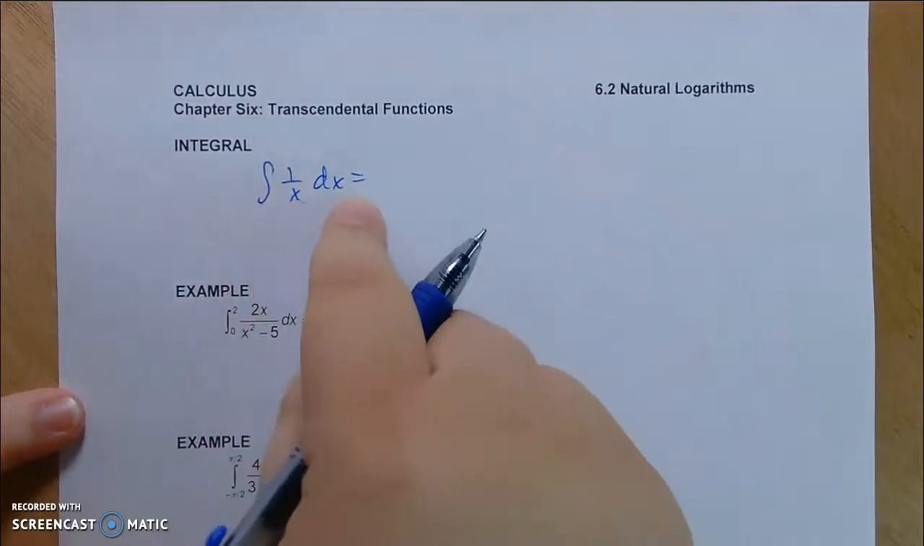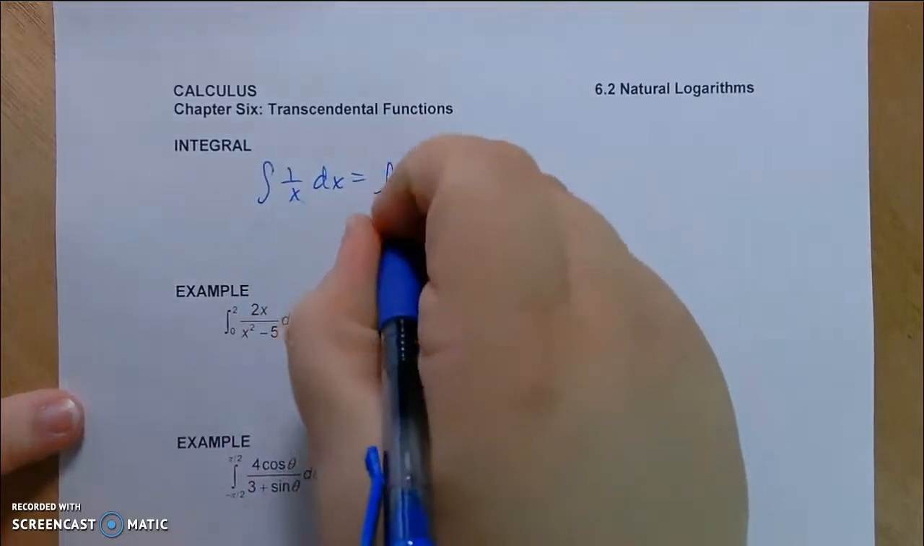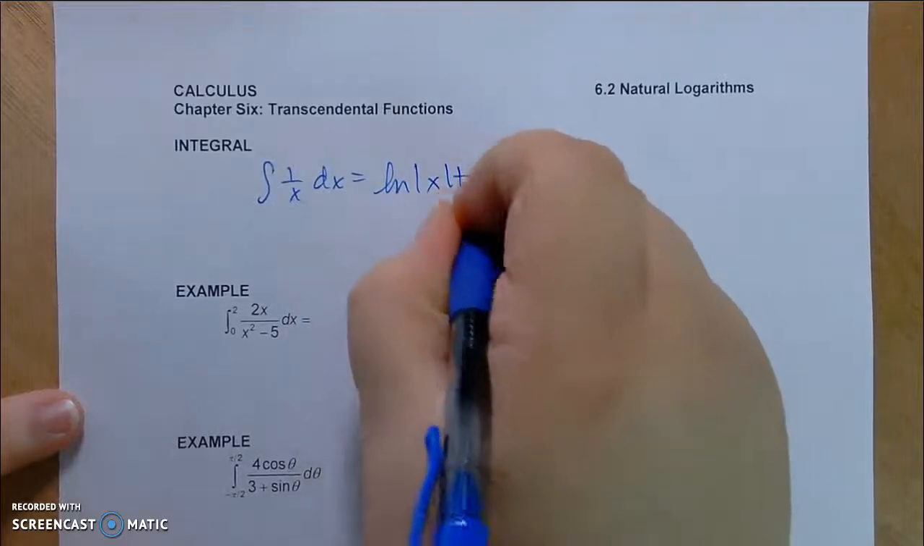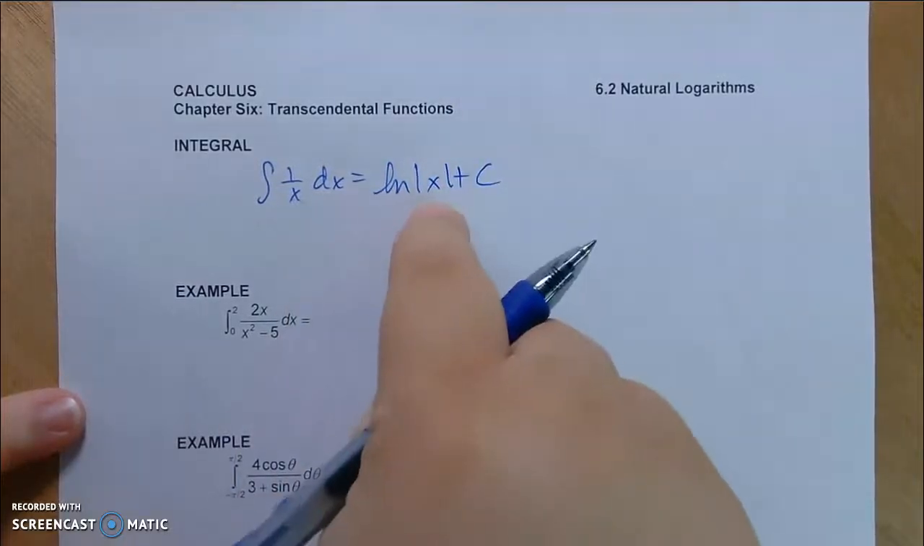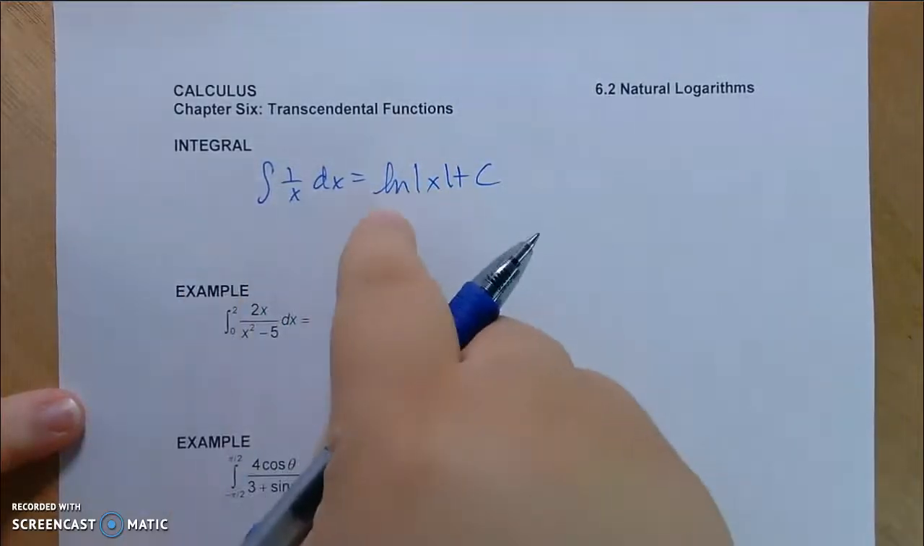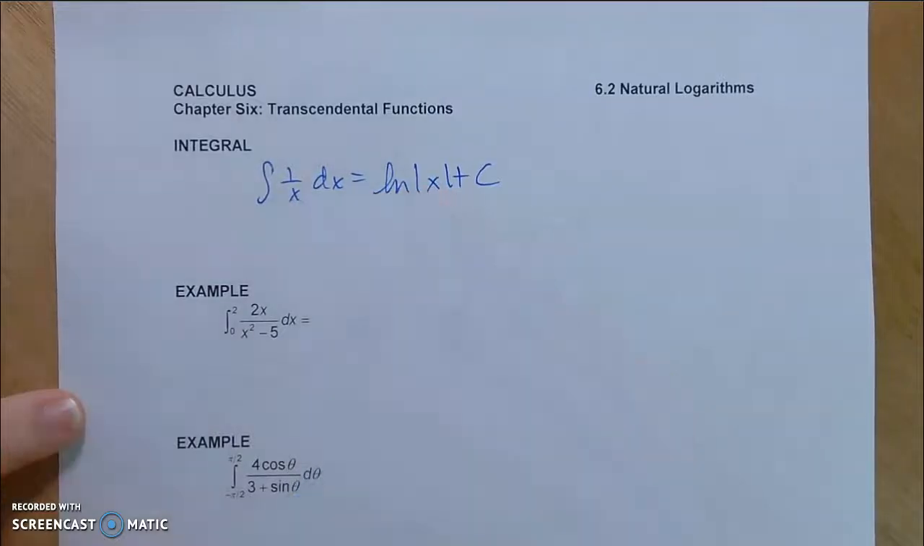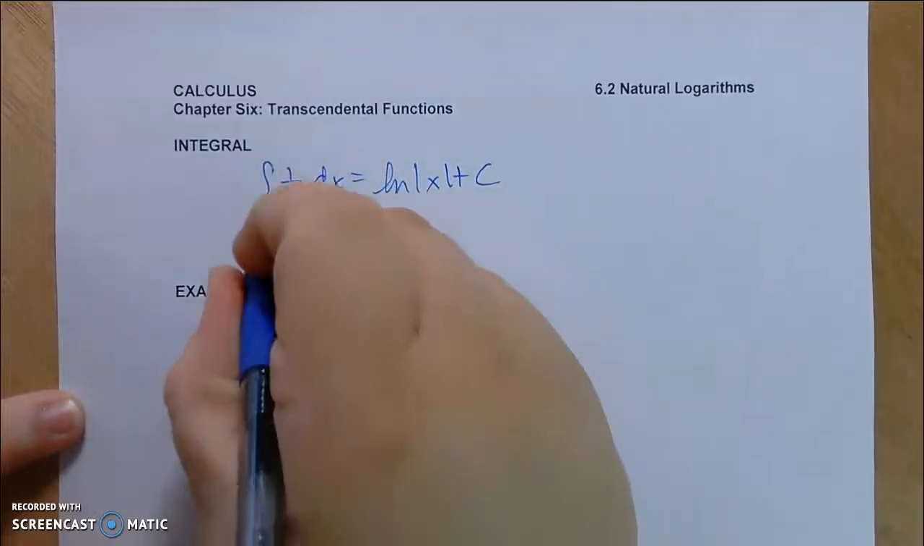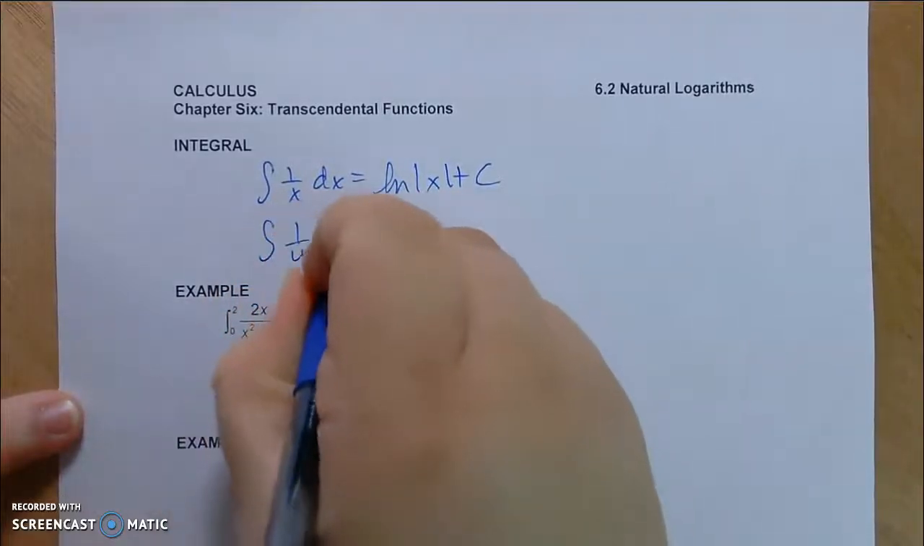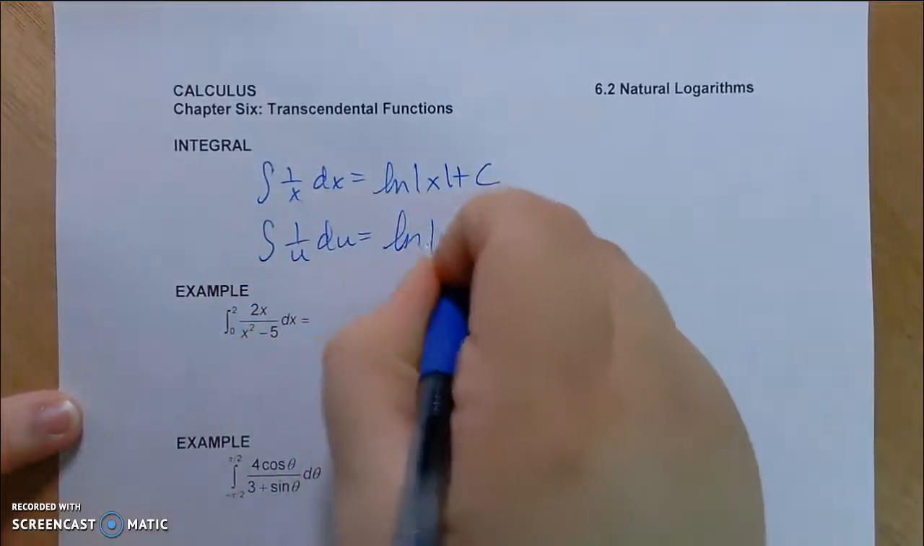So when we find that, we get the natural log of the absolute value of x plus c. It has to be absolute value because we only can take logs of positive numbers. Of course, that's so basic we rarely see that in that form. Usually it will come in the form of a u substitution. So it will usually look like this.